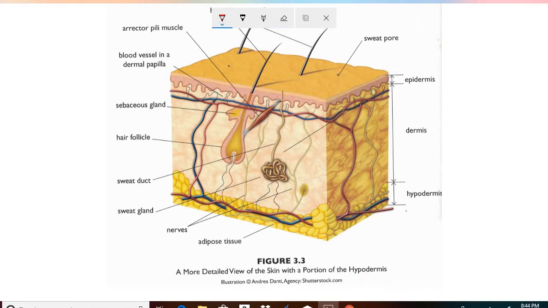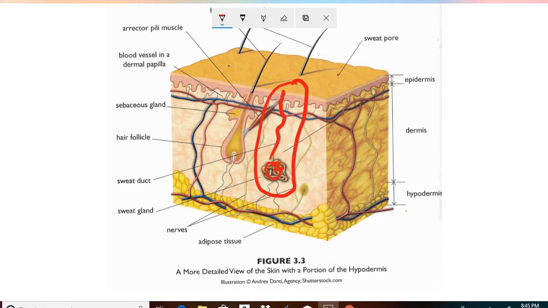Okay, another thing that you should notice in this figure is, I'm going to circle it here with red, and that is a sweat gland. So here, this part down here is the sweat gland, and then we have the sweat duct that comes out and empties onto the skin.